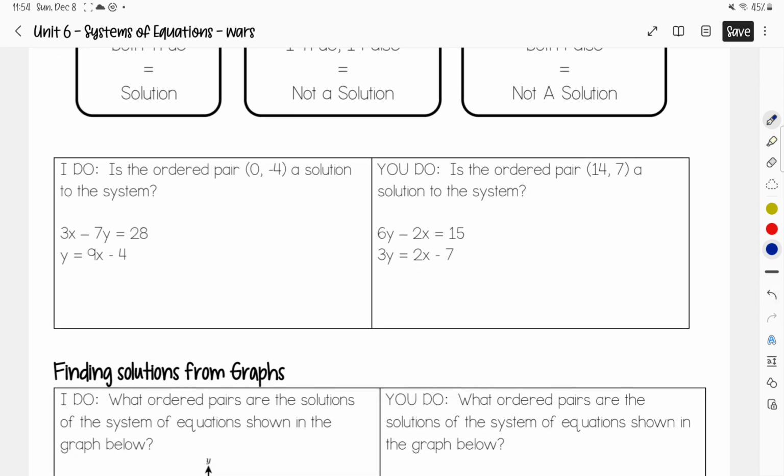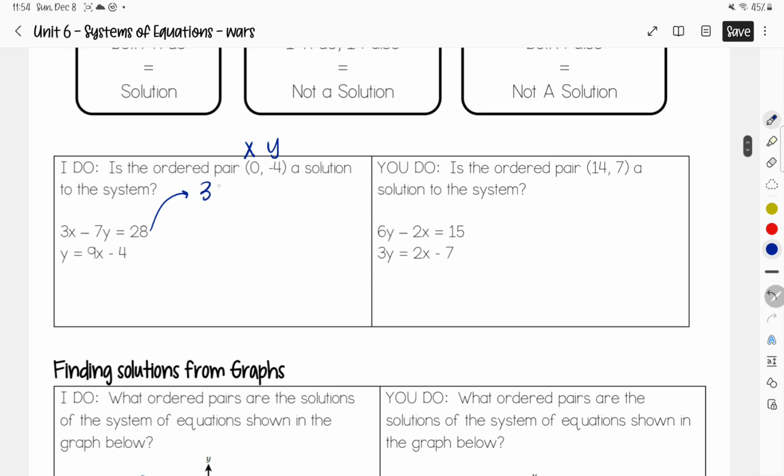All right, so all we do is substitute the ordered pair into each equation and make sure the left equals the right. Now remember, with an ordered pair, the first one is an x and the second one is always a y. So I'm going to do this equation first.